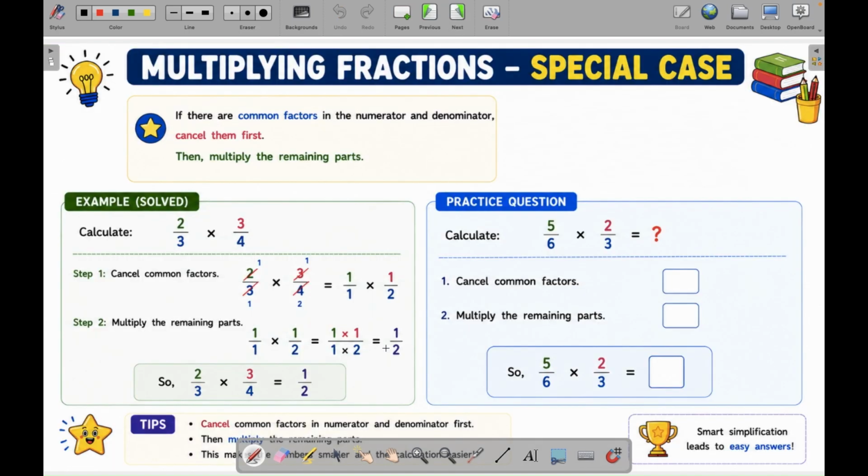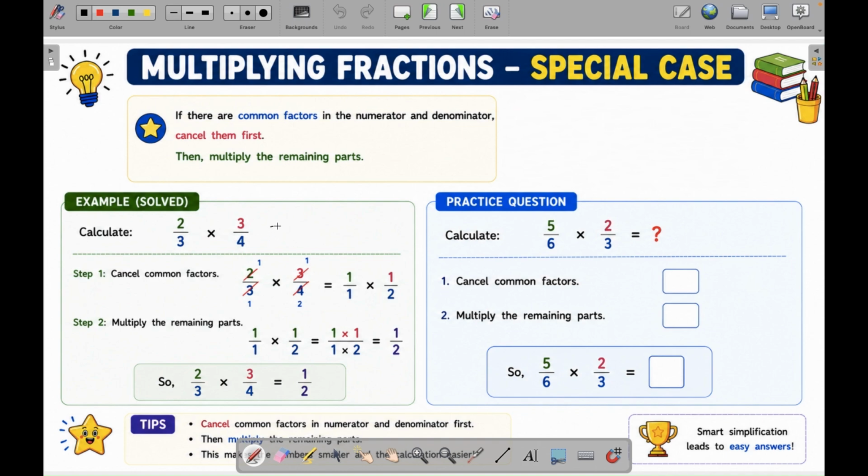Next, we have some special cases. Like I mentioned, there were some redundant efforts that we put in when we were multiplying fractions. How do we explain this process or special case? For example, 2 by 3 multiplied by 3 by 4.